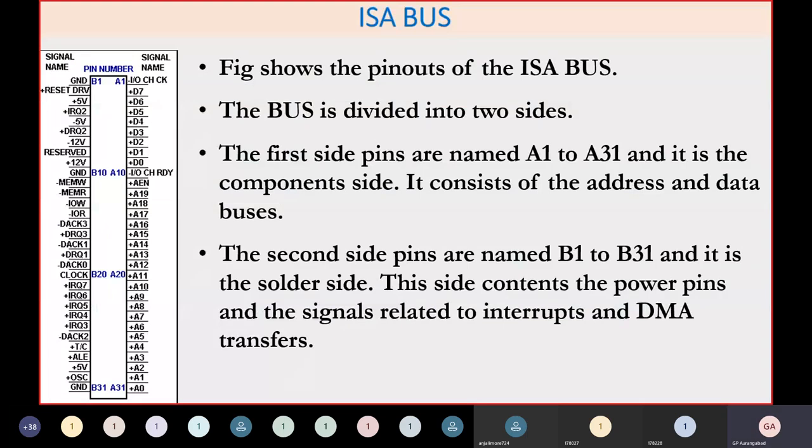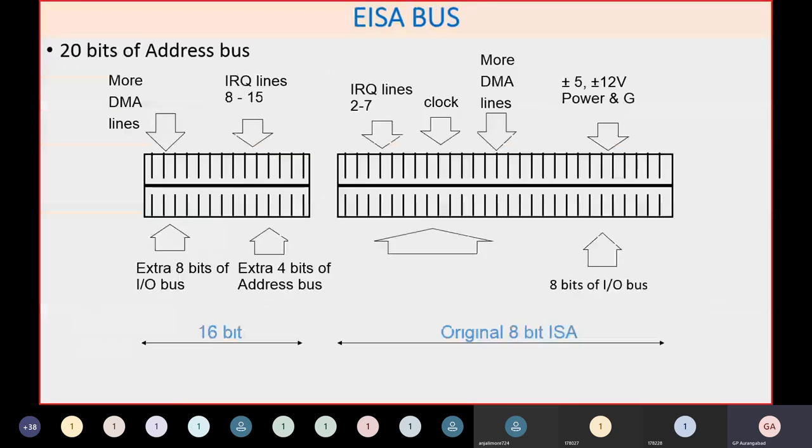Now this is a pinout diagram of the ISA bus. If you see, there are two sides of this ISA bus. One is the component side, the other is the solder side. On the component side, the pins are named from A1 to A31, and on the other side, the solder side, B1 to B31. These are the pinout diagrams. In total there are 62 pins for this ISA bus.